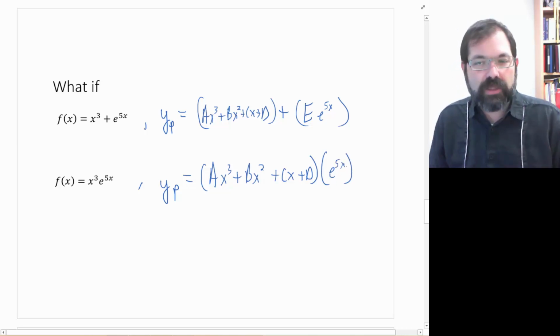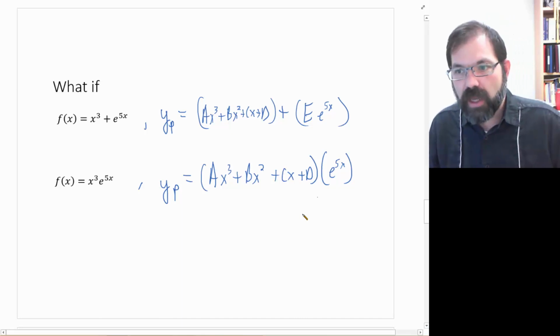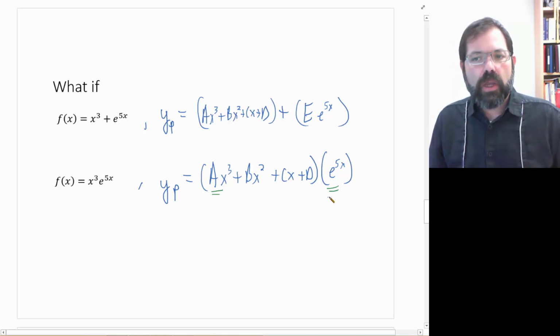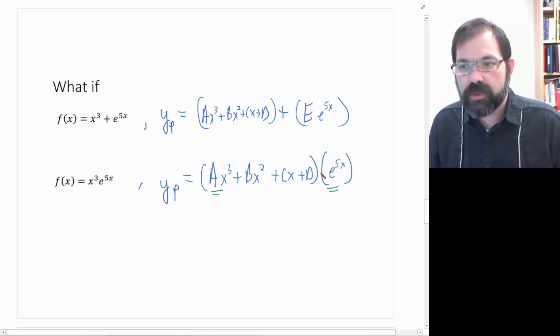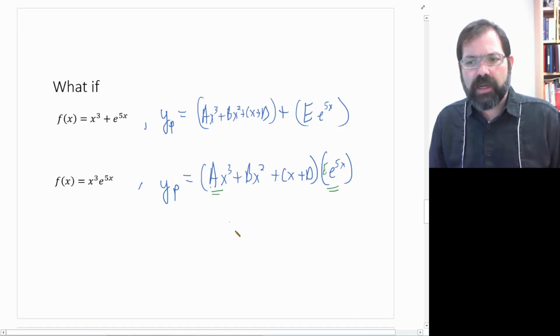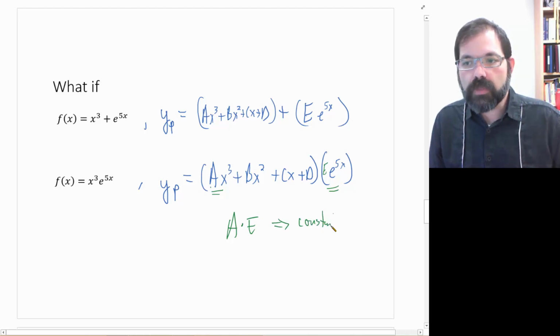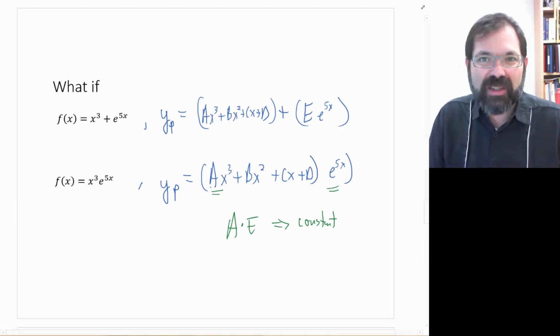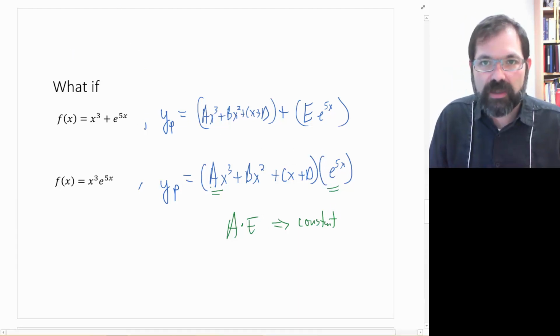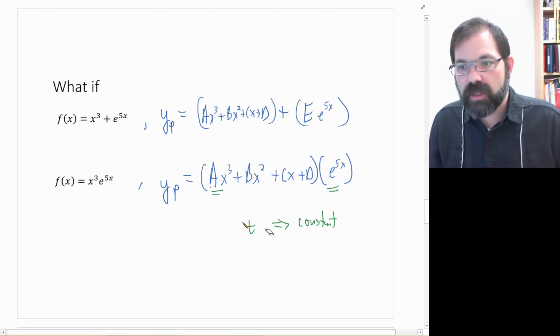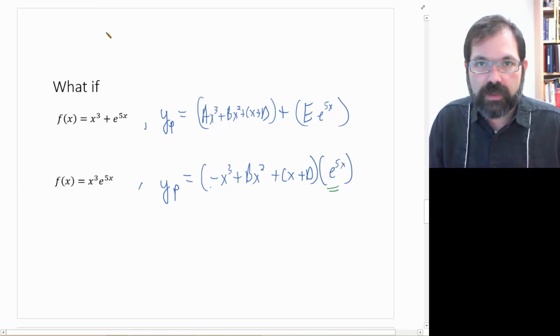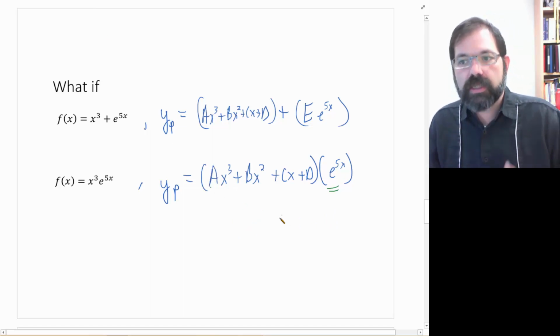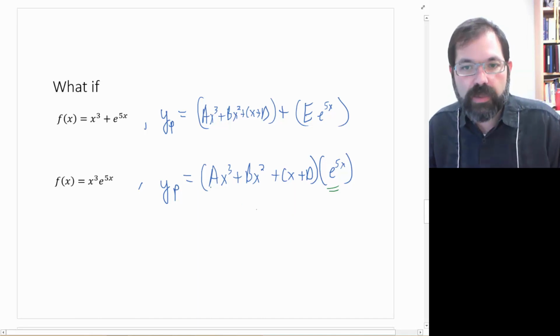I don't need another constant, because if we think of the distributive property, I'd be multiplying, right? I've got this a x cubed times an e to the 5x. Well, if I put a constant in here, say an e in here, then I have a times e, which is a constant again. So I don't need another constant here. It's not incorrect to put it, it's just unnecessary and it complicates things. So I would just write ax cubed plus bx squared plus cx plus d times e to the 5x, and that would be sufficient.